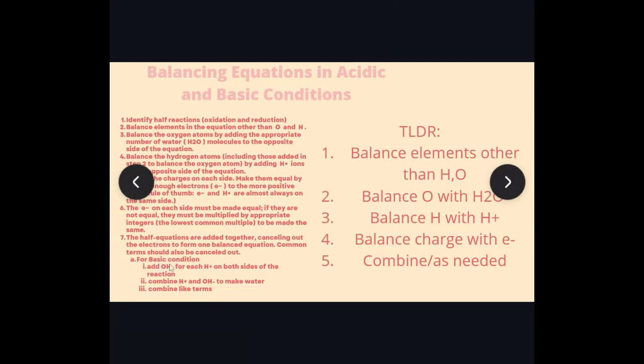So if the problem asks for basic conditions, what you want to do is add OH- for each H+ on both sides of the reaction. So let's say that after I've done steps 1 through 7, I have, let's say, 8 H+ on the right side. If I have 8 H+ on the right side, in basic conditions I'm going to also add 8 OH- on the right side as well.